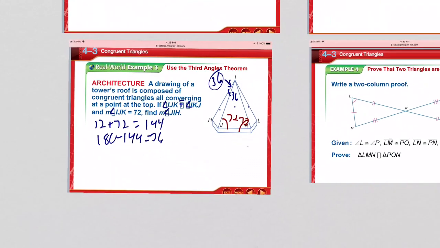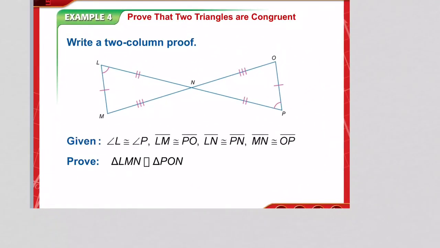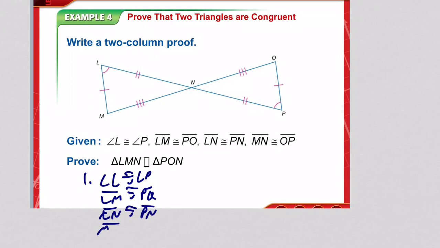Last thing I want to talk about is a triangle proof. This one actually is not too many steps, that we still put the given at the beginning. So the angle L is congruent to angle P. LM is congruent to PO. LN is congruent to PN. And MN is congruent to OP. That is all you're given. I want to prove that they're both congruent.